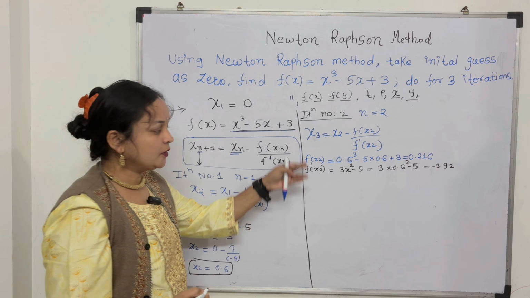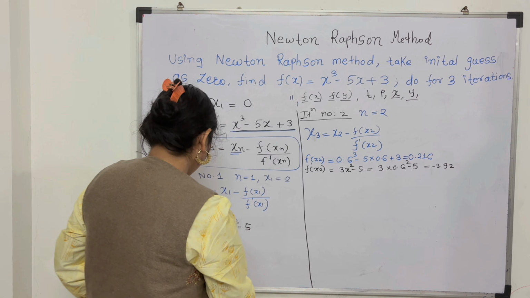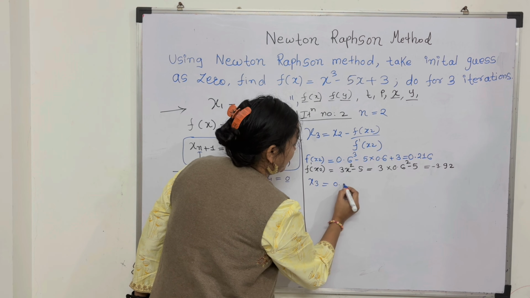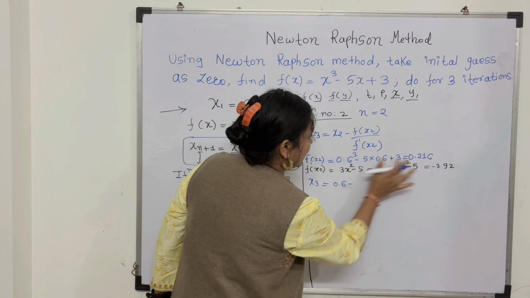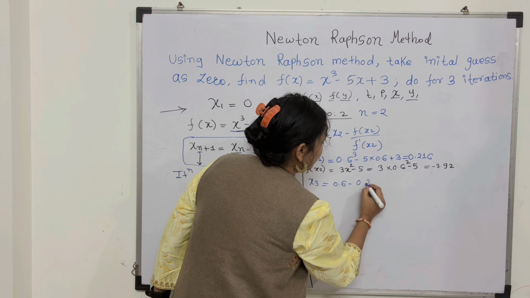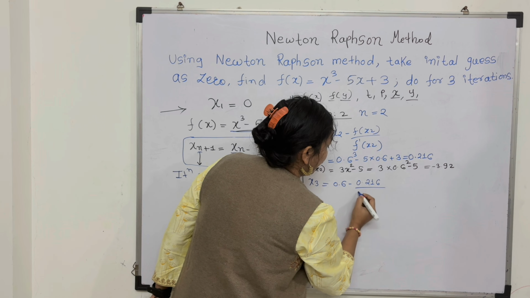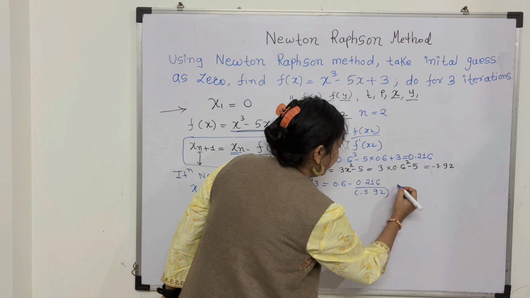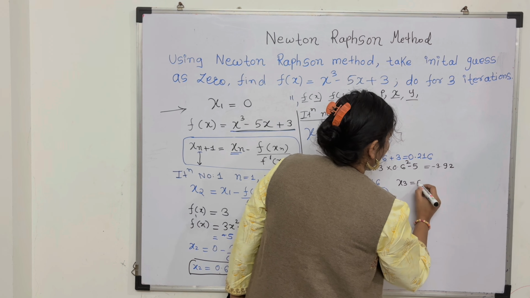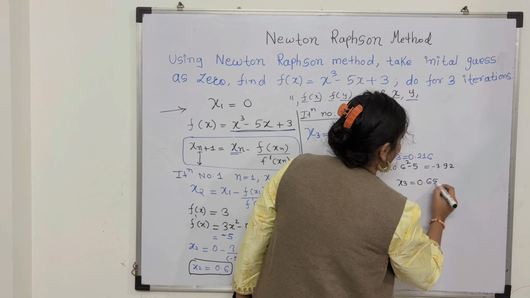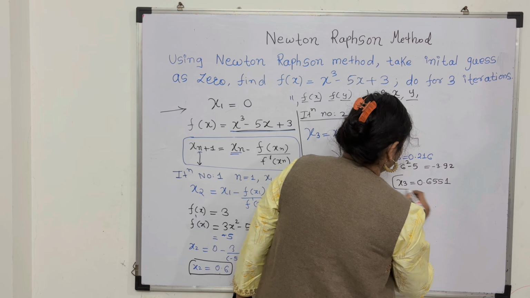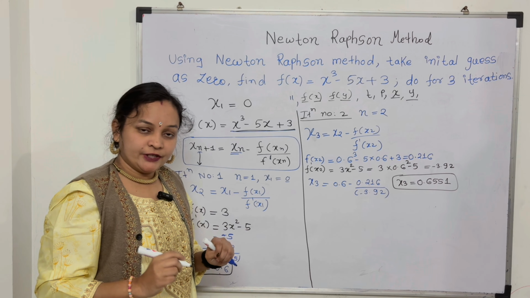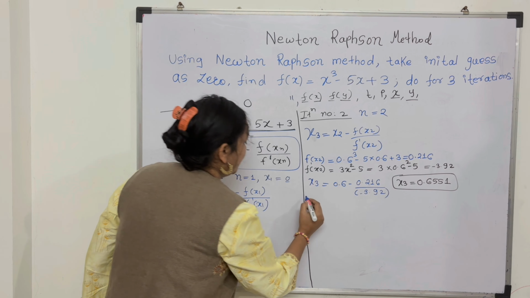Now you have all the values over here. So just quickly put in here, x3 becomes 0.6 minus this value 0.216, divided by minus 3.92. Solving this, you are getting the value 0.6551. So this is accordingly the second iteration. Now just go for the third iteration.